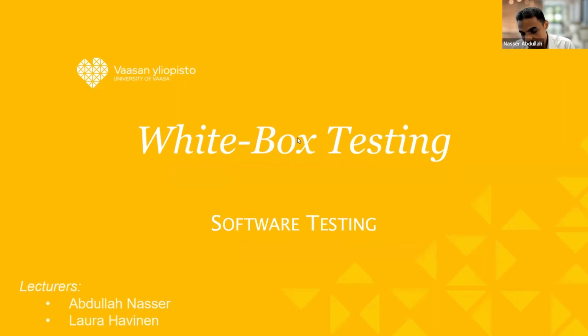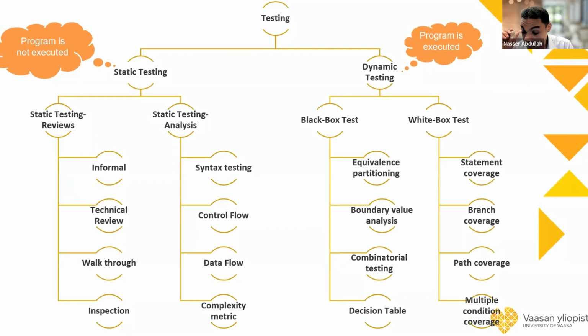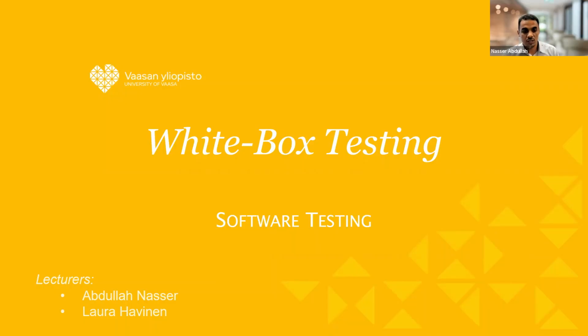Actually, when we talk about black box, that means we test the functional. If you remember last week, we talked about combinatorial testing, one example. This is all an example of black box testing. So today we'll talk about the white box testing.